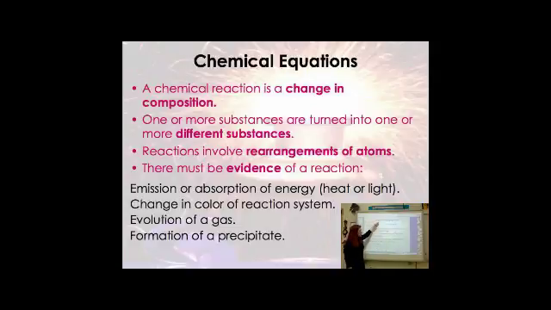And for a chemical reaction to occur, there has to be evidence of a reaction. We studied this in Unit 1. There are 4 different types of evidence for a chemical reaction. You can either have emission or absorption of energy that's either in the form of heat or light. You have a change in color of your system. Evolution of gas, this is either bubbles or something that changed its smell. And the last one is the formation of a precipitate, which is when 2 liquids form into a solid.